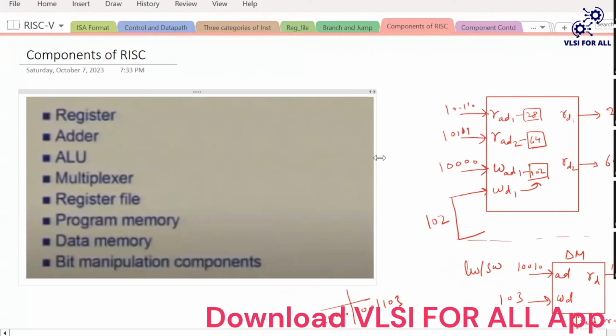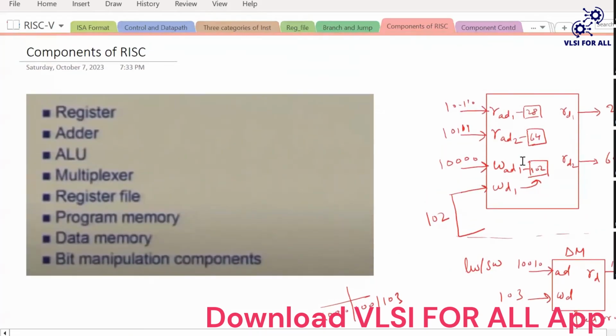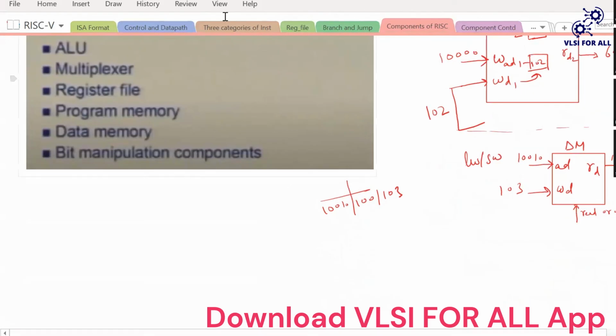So what are the components of a RISC processor? RISC processors are going to contain registers, adders, arithmetic logic units, multiplexers, register files, program memory, data memory, and bit manipulation components. Fine. Let's give some overview about how this register file works. Fine. मैं थोड़ा सा इसको स्टार्टिंग से बता देता हूँ.